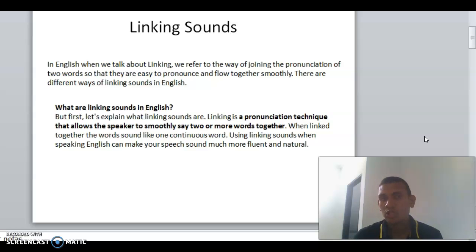Using linking sounds when we speak in English can make your speech sound much more fluent and natural. When we are learning English, it's very important to watch videos, listen to music, and listen to native speakers all the time using linking sounds. Yes, they join the sentences. It's very important to know that.